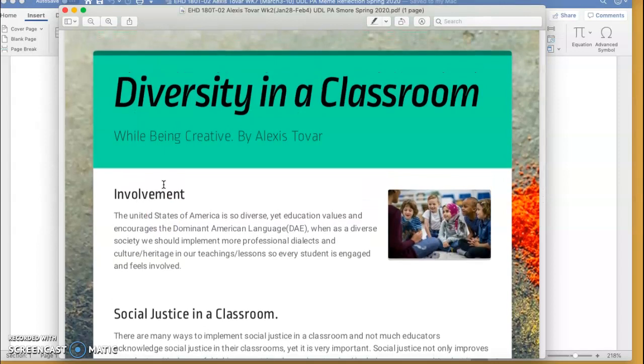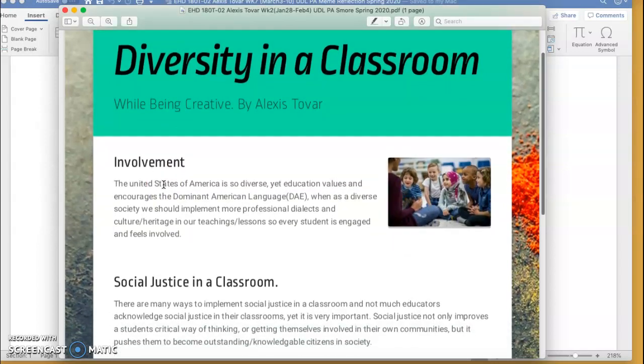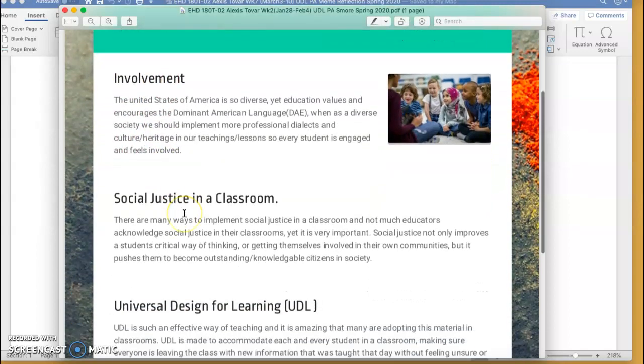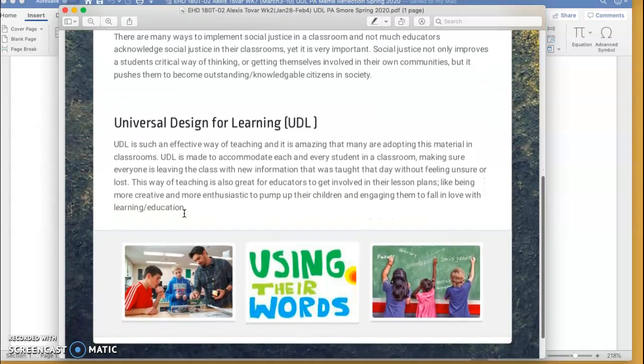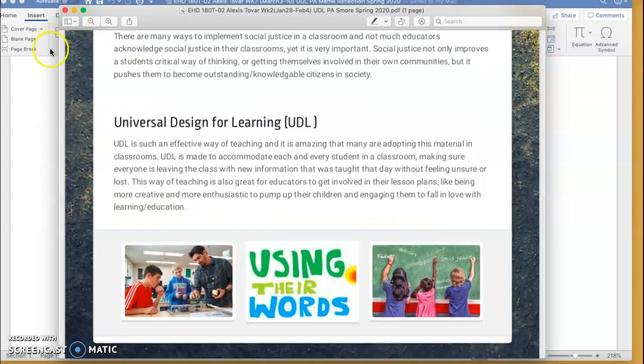And so this was about diversity in the classroom, so the involvement, social justice in the classroom, the universal design for learning in a classroom. Then I provided some pictures.